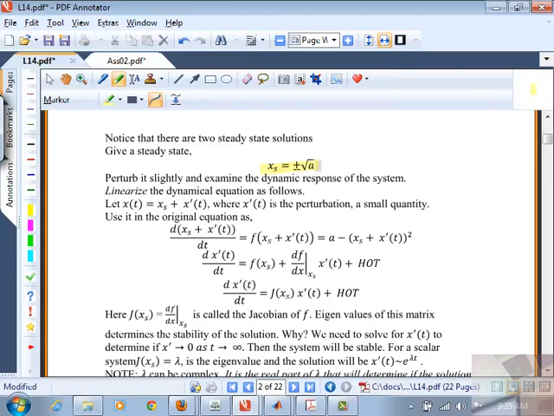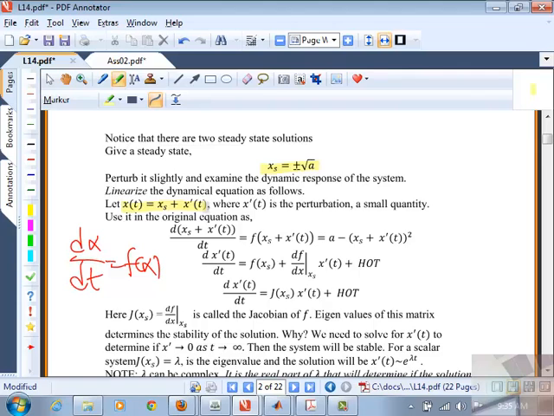Okay, so if I'm given a dynamical equation, something like dx/dt equals f of x, just a single equation. What I'm going to do is write the dynamical solution x as a function of t as equal to the steady state xs plus the perturbation around the steady state, and I'm going to say that the perturbation is small, and that is the idea behind linearization.